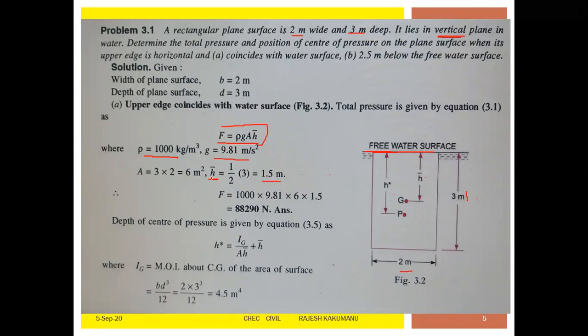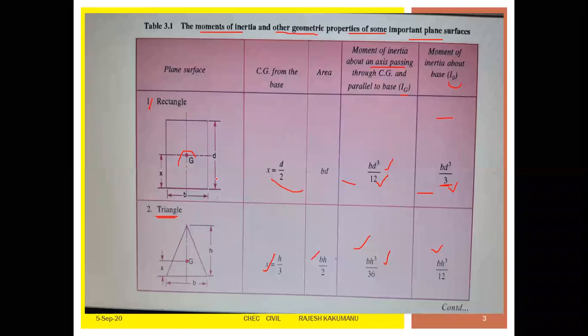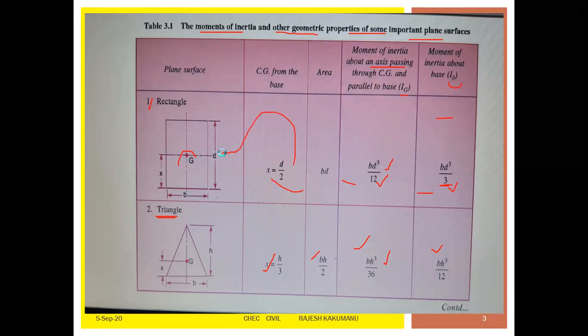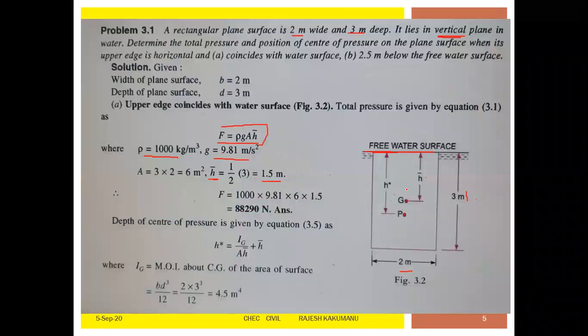So h bar is equal to, in the table it is given as x by 2. What is D here? D is equal to 3. So 3 by 2 is equal to 1.5. Then applying in the formula, F is equal to 1000 into 9.81 into 6 into 1.5, that is equal to 88,290. Now we have the force.